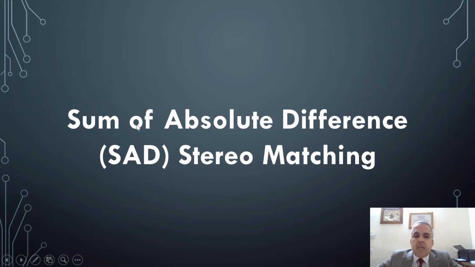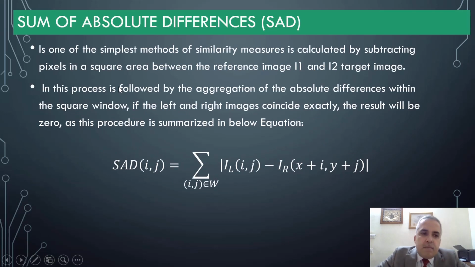Now let's apply the sum of absolute difference, SAD, stereo matching method. Sum of absolute difference is one of the simplest methods of similarity measure. It's calculated by subtracting pixels in a square area between the reference image I1 and the target image. Instead of just subtracting one pixel, we will fit a window around the pixel, and we will subtract each pixel value from the other inside the window. This process is followed by the aggregation of the absolute difference within the squared window.